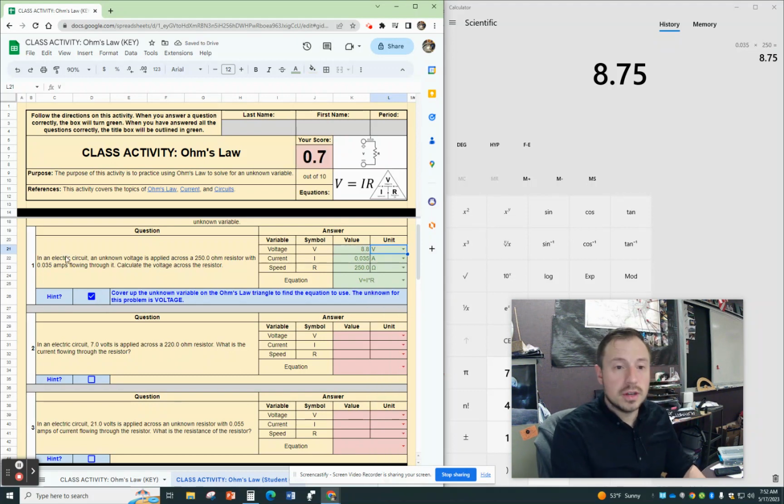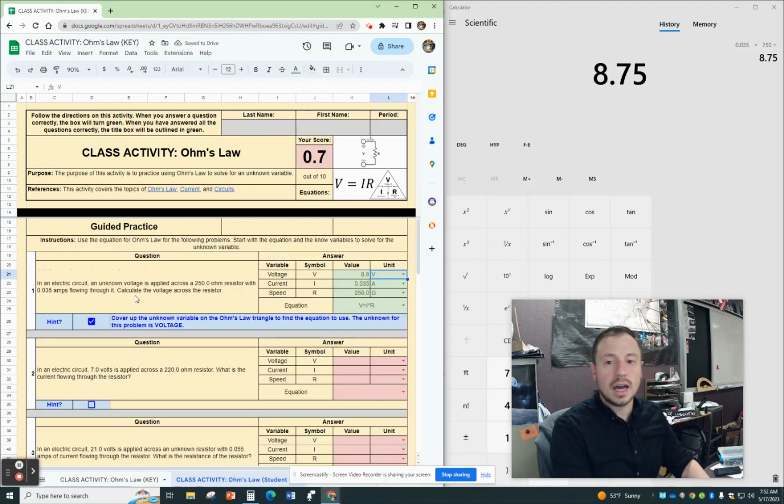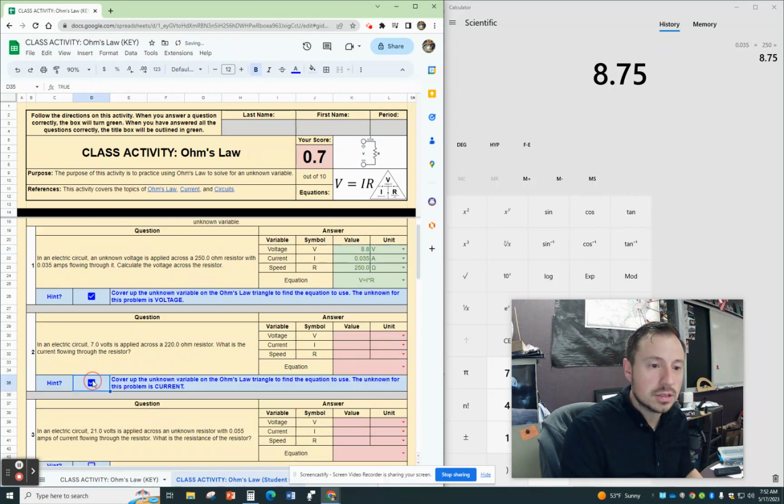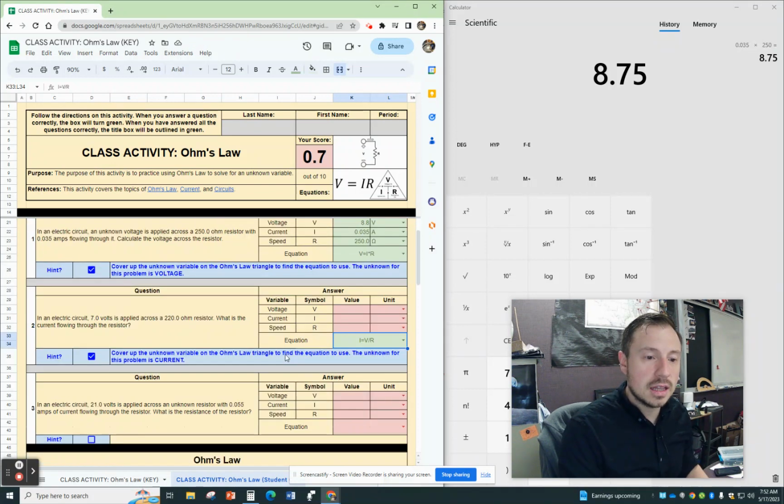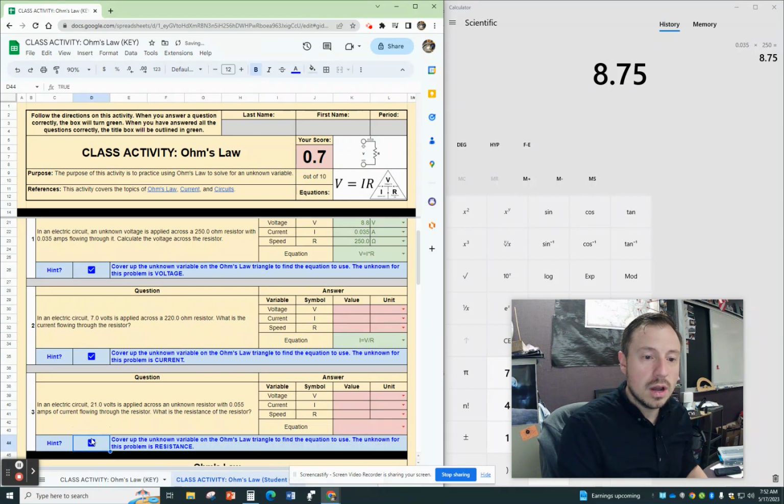So the next three problems, like always on the guided practice, this just helps you set up the problems. And this one is now looking for the current. Current is voltage divided by resistance. So I plug in the known and I solve for the current. And the last one is solving for the resistance.